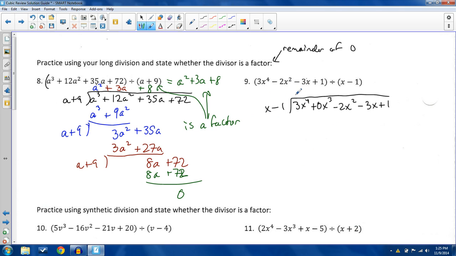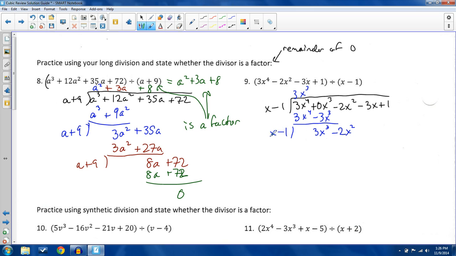X goes into 3x to the 4th, 3x cubed times. x times 3x cubed is 3x to the fourth. Negative 1 times 3x cubed is negative 3x cubed. Subtract. This becomes 0. 0 minus negative 3 is 0 plus 3. So this will be positive 3x cubed. I've got to bring down negative 2x squared right there. The reality is you can bring down every single term that you want. It's just none of these are going to combine with anything. That's why I bring them down later.